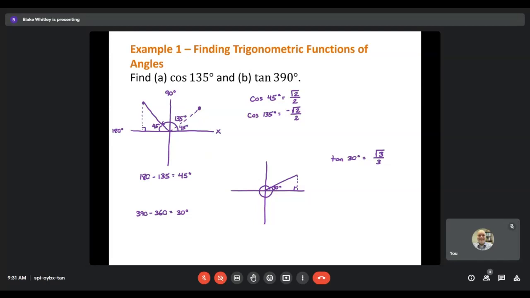Again, we didn't want tangent of 30 degrees. We wanted tangent of 390. But in this case, 390 degrees is exactly the same location as 30 degrees. They're both in the first quadrant. And so we know that all of our trig functions are going to be positive there. So this actually remains positive square root of 3 over 3.